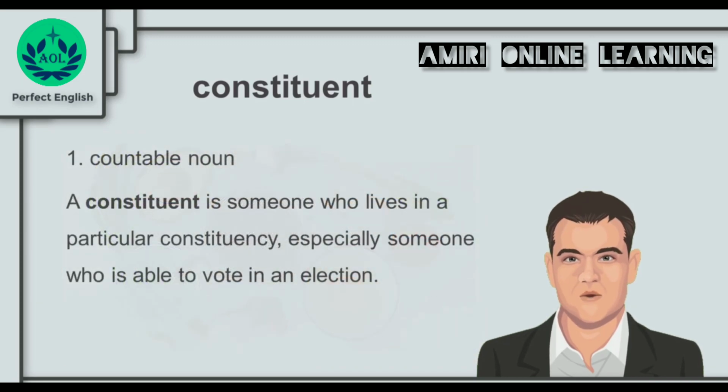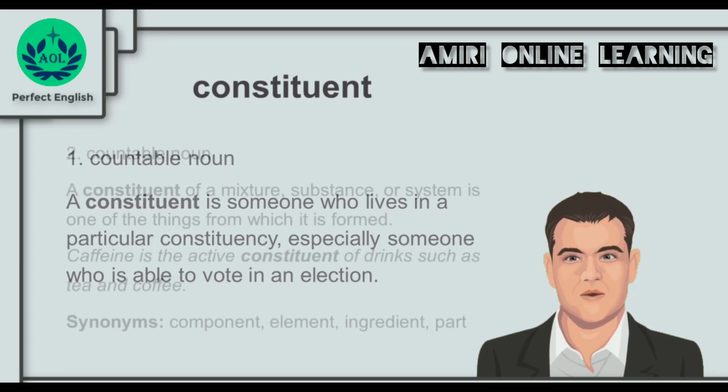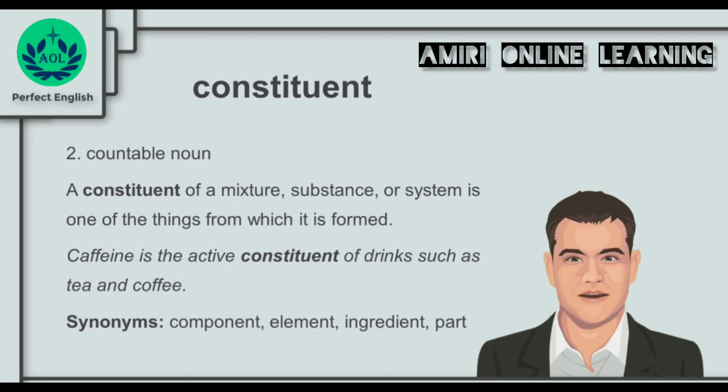Let's find out. A constituent is a countable noun. A constituent is someone who lives in a particular constituency, especially someone who is able to vote in an election. And constituent can come in a different context. A constituent of a mixture, substance, or system is one of the things from which it is formed. So maybe that is a little bit closer to the picture we just saw. For example, caffeine is the active constituent of drinks such as tea and coffee. And synonyms for constituent in this context are the words component, element, ingredient, and part.